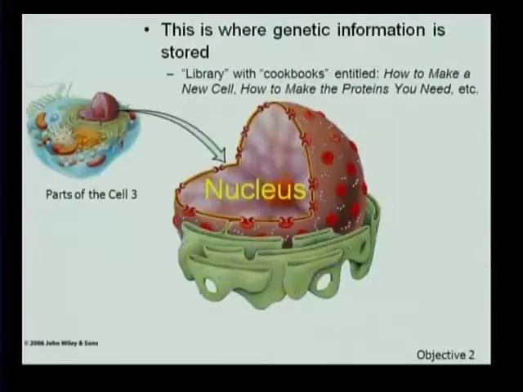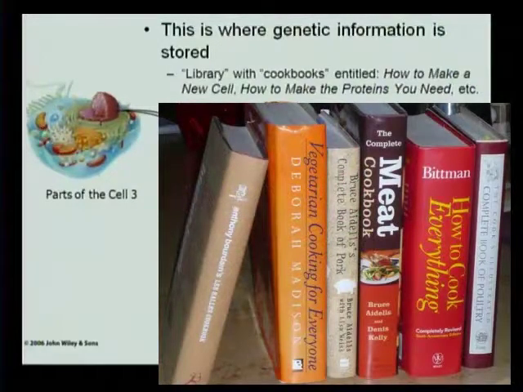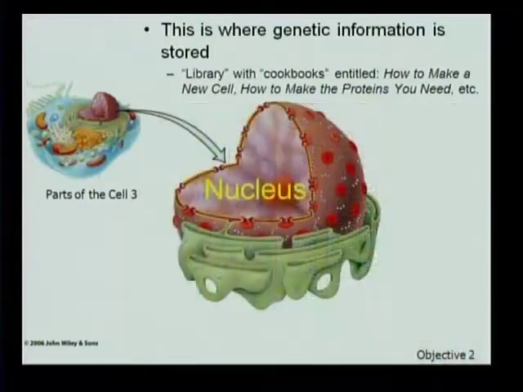Okay, so our nucleus. This is where your genetic information is. And I like what Dr. Hutchins has done here, where he writes it very well to say, this is our library. We've got different cookbooks that say, this is how you make a new cell, this is how you make proteins. So it has all of our recipes. And we just hope the recipe book is put together correctly.